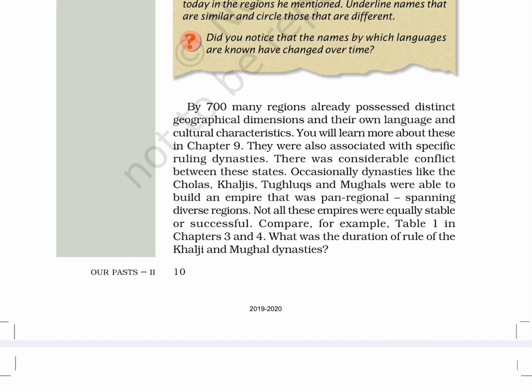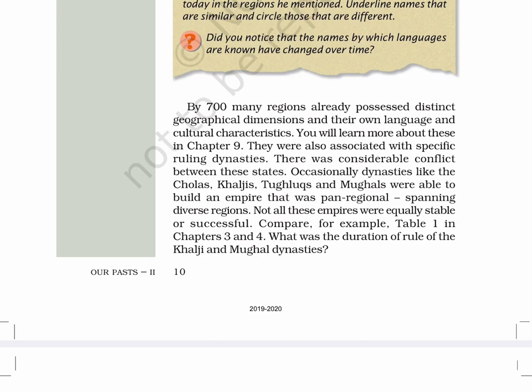Occasionally, dynasties like the Cholas, Khiljis, Tughlaqs and Mughals were able to build an empire that was pan-regional, spanning diverse regions. Not all these empires were equally stable or successful. Compare, for example, Table 1 in Chapter 3 and 4. What was the duration of the rule of the Khalji and Mughal dynasties?